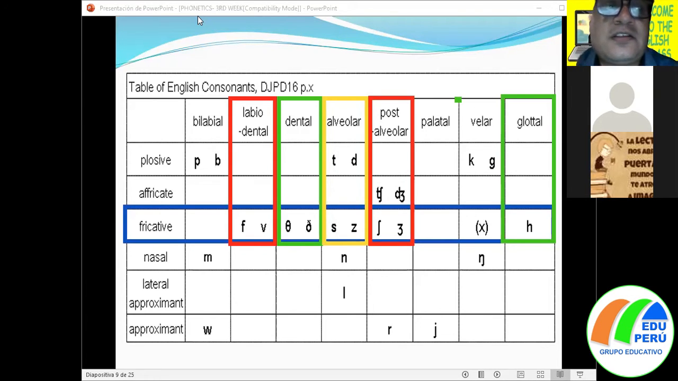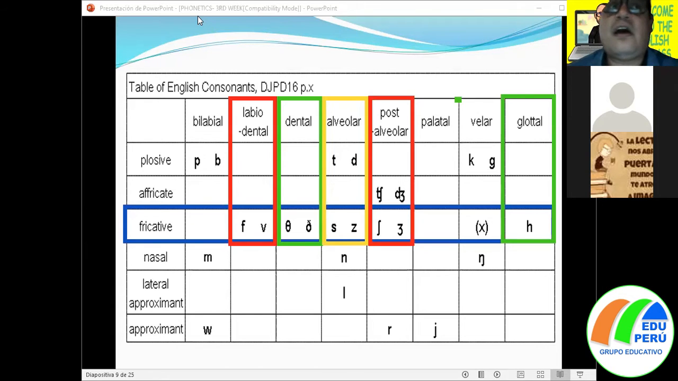Why? Because the space between the articulators is small. It's not wide, it's narrow. That's why we call them fricative sounds, because the air is going to pass through this little space and produces friction. Remember the name: fricative means that the air passes through a little space between the articulators, and the pressure that you give to the air makes the sound be produced by the friction between the air and the articulators.